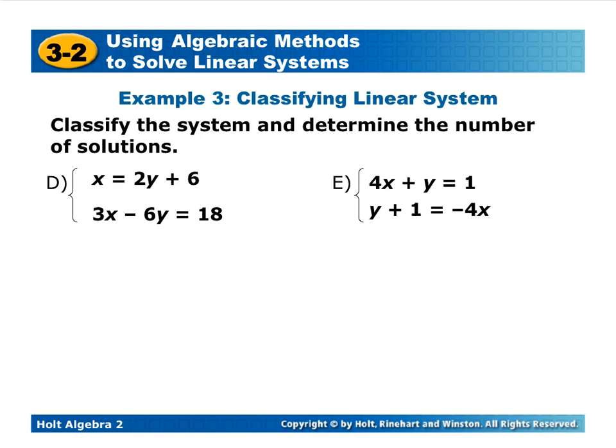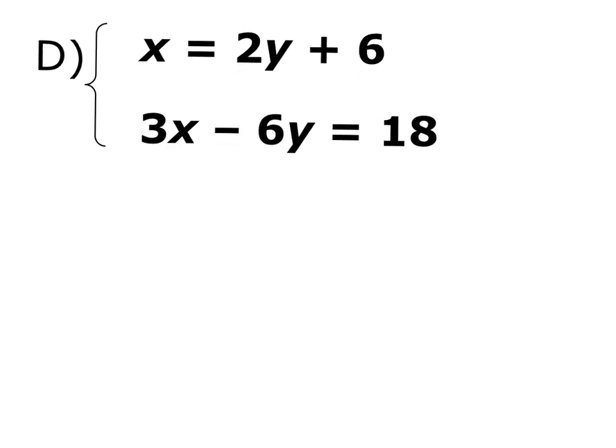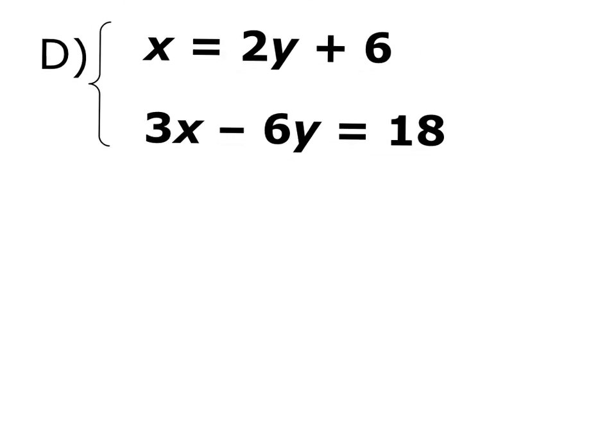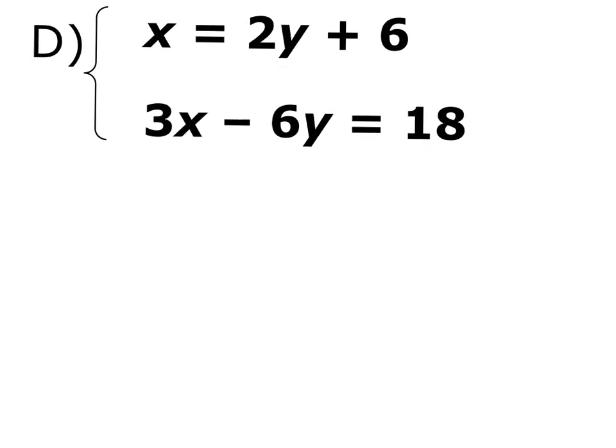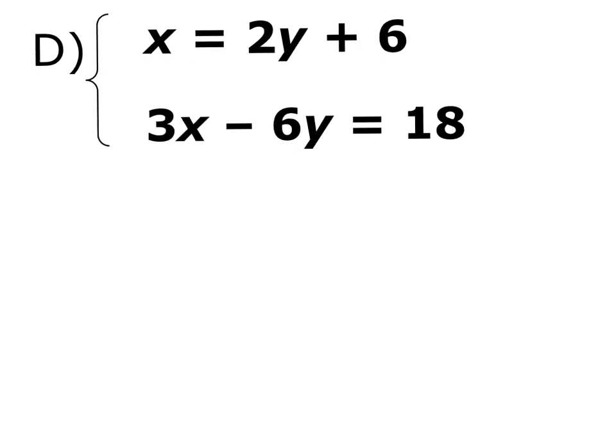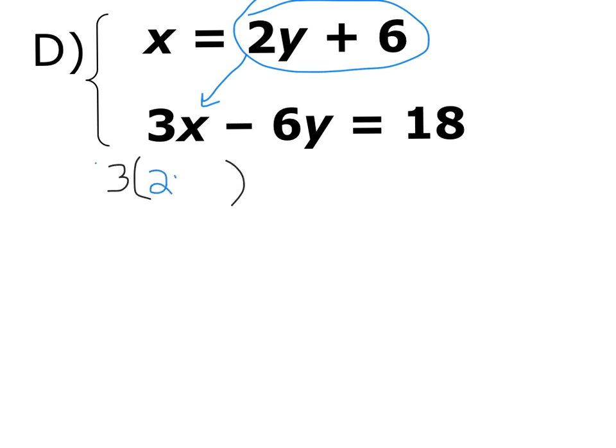Let's start with letter D. Because we have an isolated variable, the x, it is best that we start with trying to do substitution. So again, substitution means that we put this in place of the x. Right? Anywhere we see x, we're going to put that in this system. Thus we have 3 times the quantity of 2y plus 6 minus 6y is equal to 18.